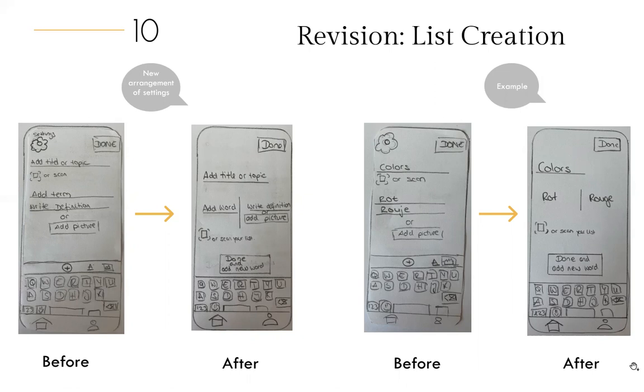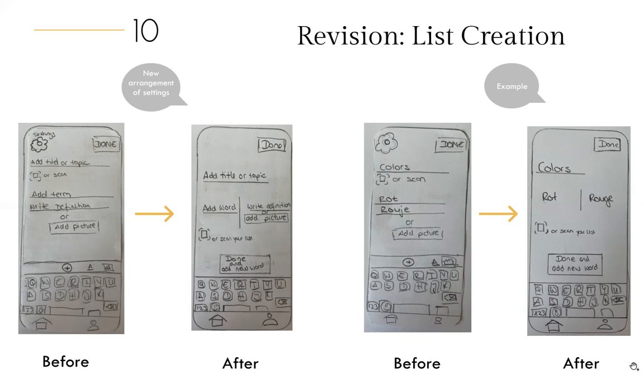And then they didn't want to have the term and the definition listed below each other, but rather standing next to each other. So that's also something I changed. And the majority also didn't understand how to add a word, which I was thinking to do with this plus sign above the keyboard. So there also I added a big CTA button to make this more comprehensible.